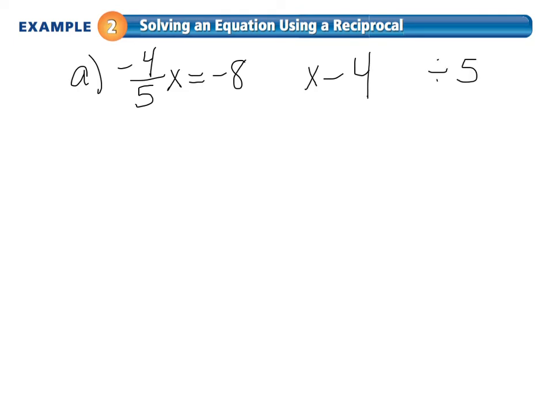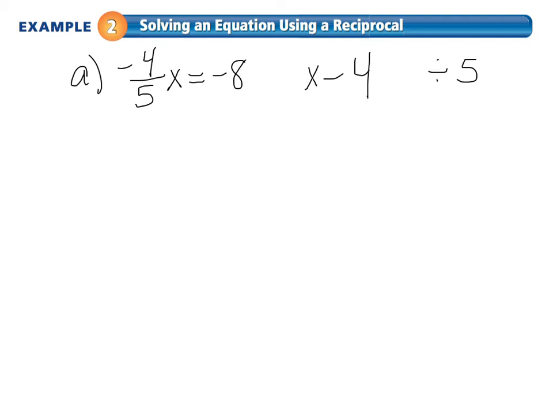Example number 2. We're going to solve an equation using the reciprocal. Now in this problem, we're going to have negative 4/5 x equals negative 8. Now, there are two things going on here. I want you to understand that you are doing two things with negative 4/5. You are multiplying by negative 4, and you are dividing by 5. This is two separate things. So you could undo the division, then undo the multiplication.